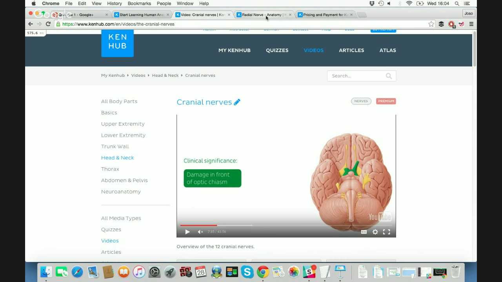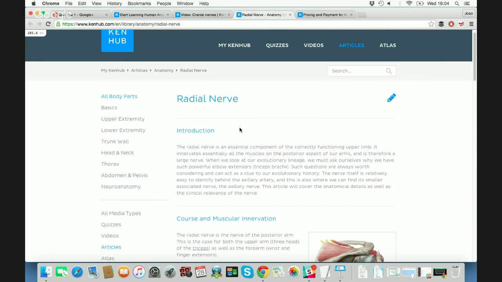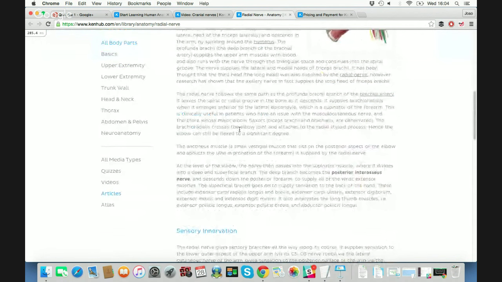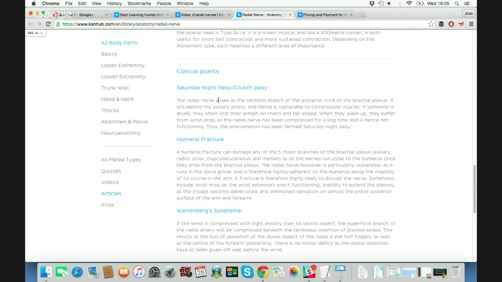Another piece of content where we do include clinical anatomy is the articles. I have here the article of this very important nerve of the upper limb, the radial nerve. If I scroll down, usually on the last headline, you're going to find clinical points. These are the main clinical points that are associated with the main topic of the article, which in this case is the radial nerve.